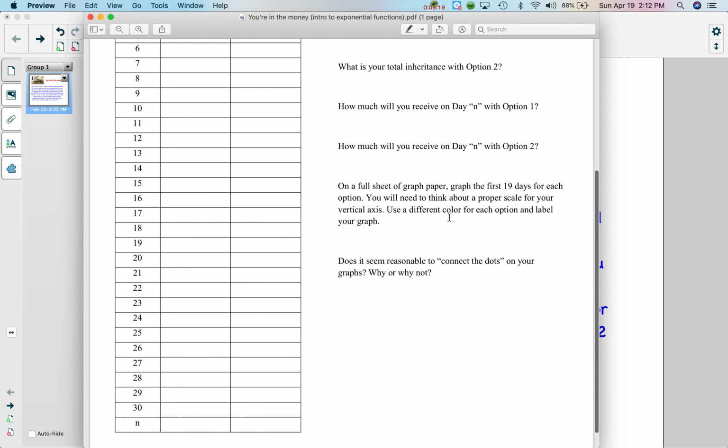Then I know this is going to be hard if you don't have graph paper. You'll have to do the best you can if you don't. You're going to graph the first 19 days for each option. You need to think about a scale before you start plotting things. Use a different color for each option and label your graph, so I can clearly see which one is option one and which one is option two. And then I have this question: does it seem reasonable to connect the dots on your graphs? Why or why not? So you're just going to answer that.